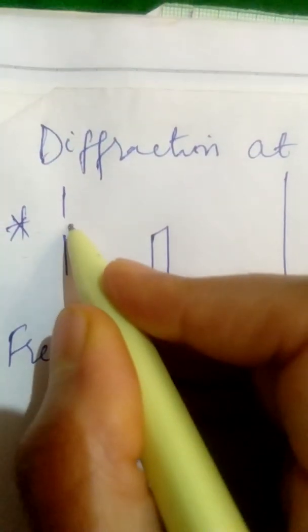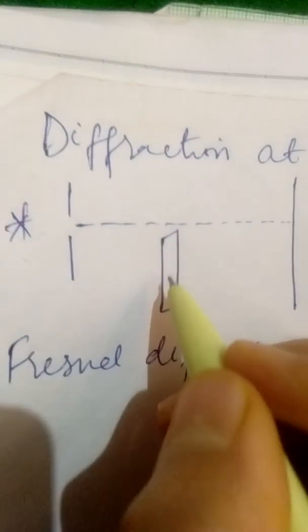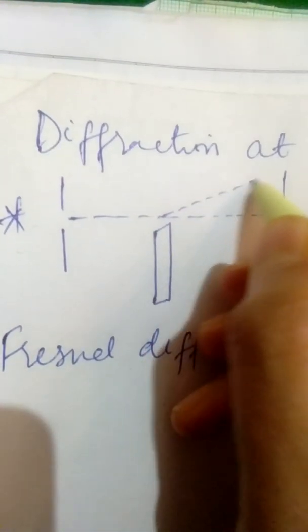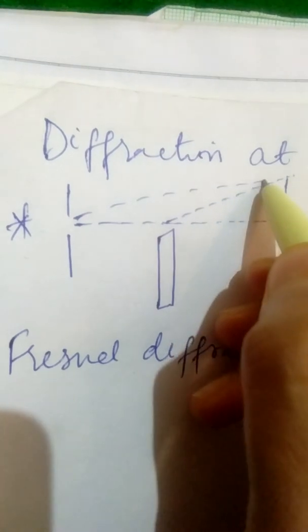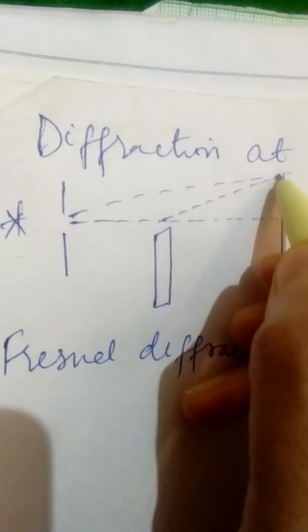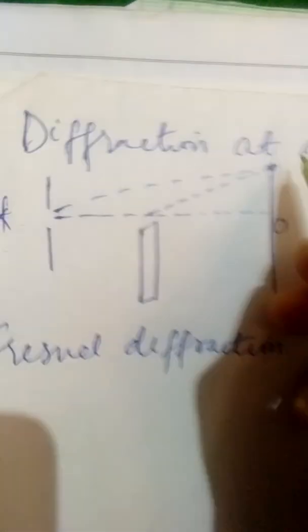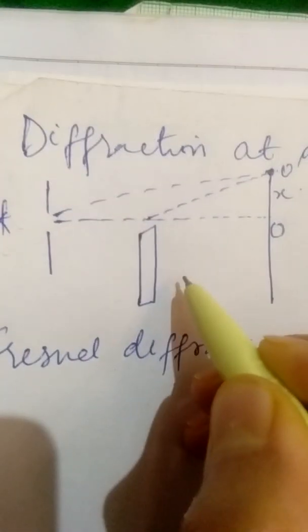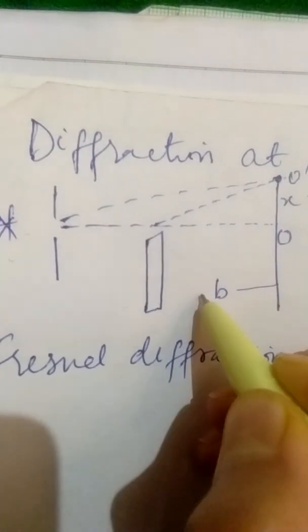So, this is a ray of light which goes and hits the screen straight. At this edge, there can be a ray of light which can bend on account of diffraction, and from here there is another ray of light which meets the screen directly at this point. Now suppose the central point is O and this point is O dash. The distance between them is x. Let the distance of the obstacle from the screen be b, right?